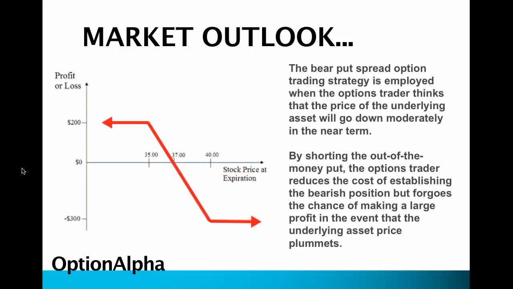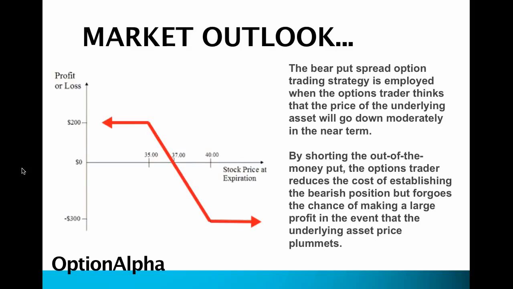So we're going to talk about the market outlook first for a bear put spread. It's really employed when the trader thinks that the underlying price of the stock is going to go down moderately in the near term. And I say moderately because what you're basically doing with a bear put spread is shorting an out of the money put, which is going to reduce the cost of your bearish position. So it's going to reduce the cost of the trade, but it's also going to cap your profits.